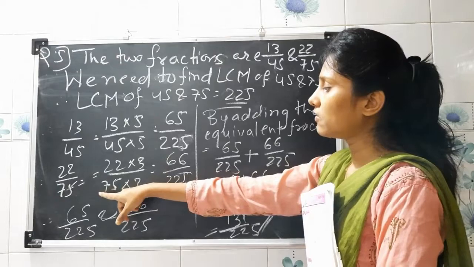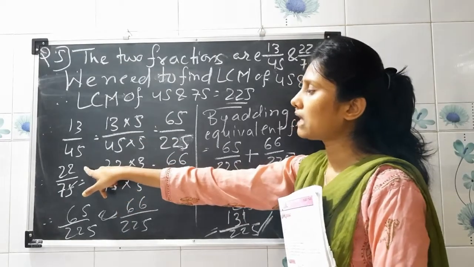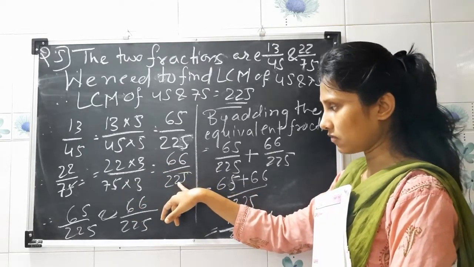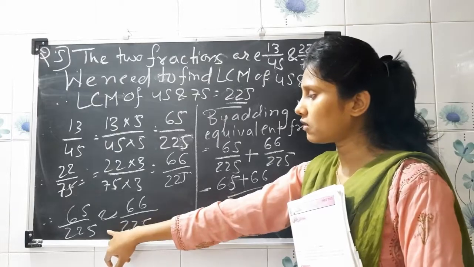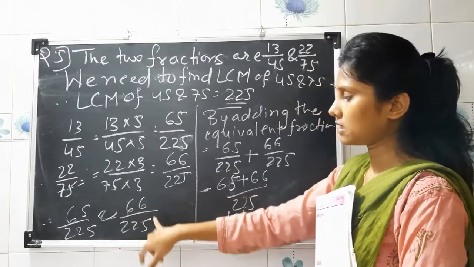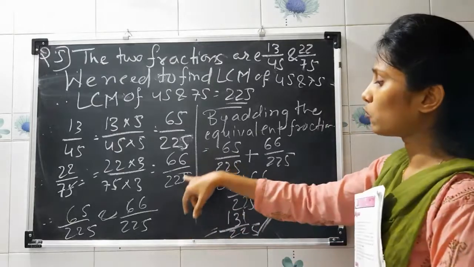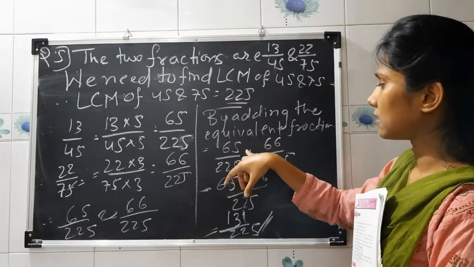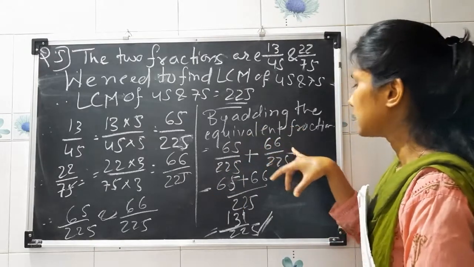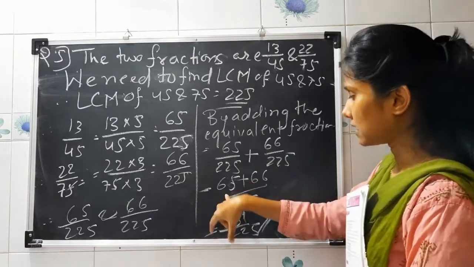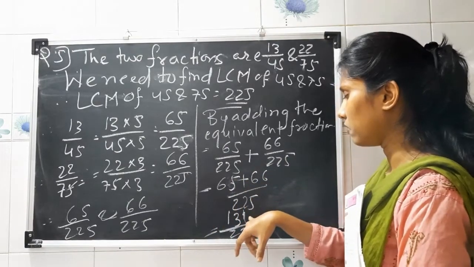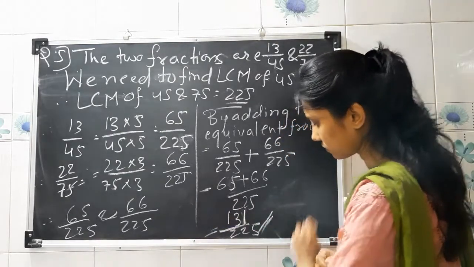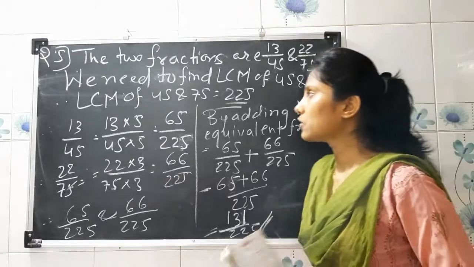Then again 75 threes are 225, so we multiply 22 and 75 by 3. So we get 66 upon 225. Then we got the equivalent fractions 65 upon 225 and 66 upon 225. Afterwards we have to add these two equivalent fractions, that is 65 plus 66 upon 225, and we get the answer 131 upon 225. Okay, understood?